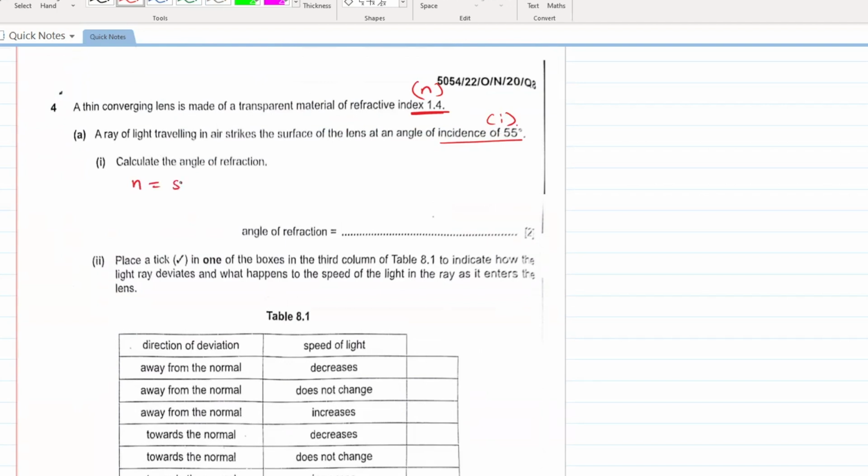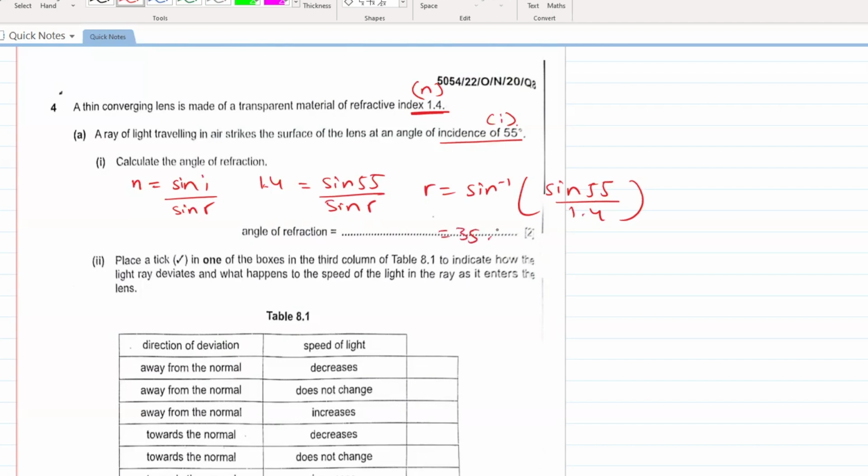What have we studied? n is equal to sine i over sine r. You have sine i, you have n. 1.4 is equal to sine of 55 divided by sine of r. Can you calculate r? Yes. r is sine inverse of sine 55 divided by 1.4. This comes out to be 35.8 degrees.